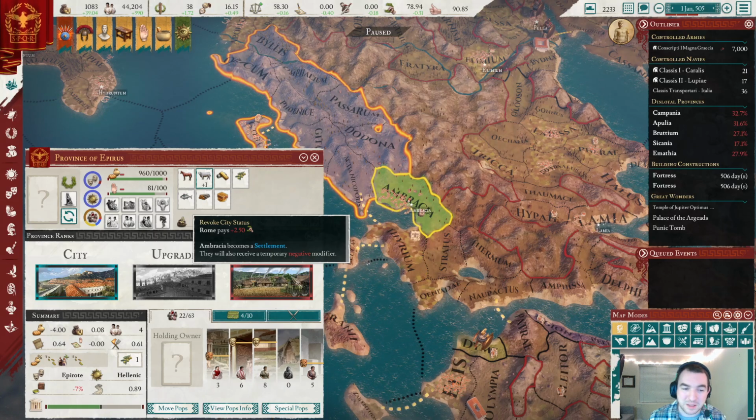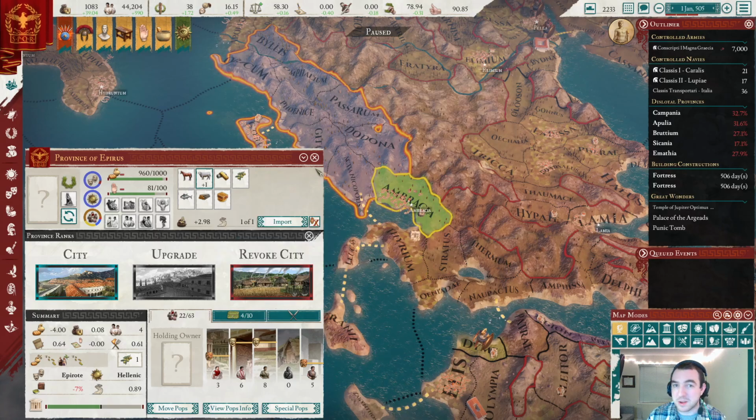So just a note about that. So revoke city status going forward will cost 2.50 for myself, and I believe the AI as well, under any kind of government form, in this case Republic for right now.